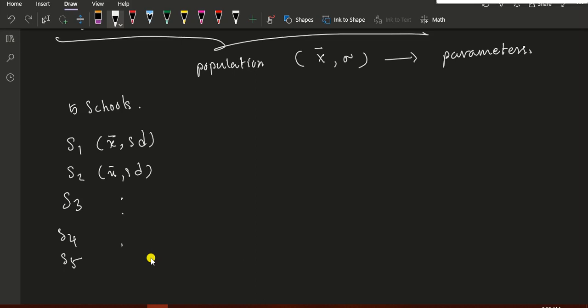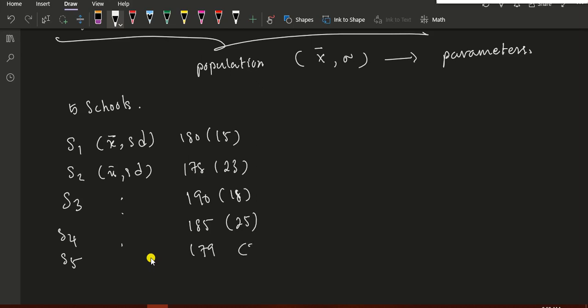Now for school number 1, the mean and standard deviation are, say, 180 and 15. For school number 2, 178, with standard deviation around 33. Now 190, pretty tall, and standard deviation around, say, 18. And now we got school number 4 around 185, standard deviation 25, say. And 179, standard deviation 20.